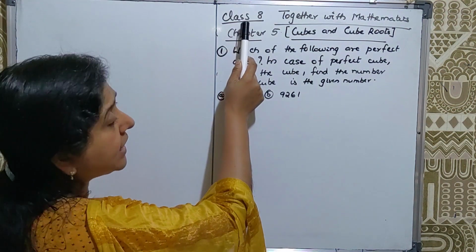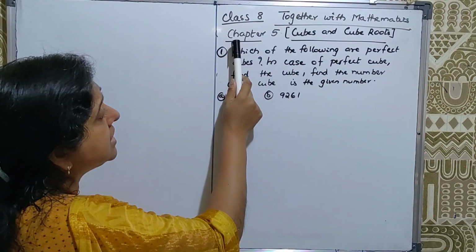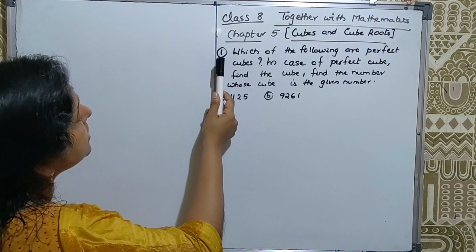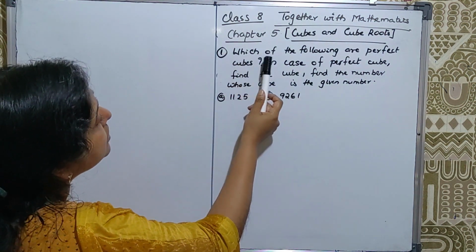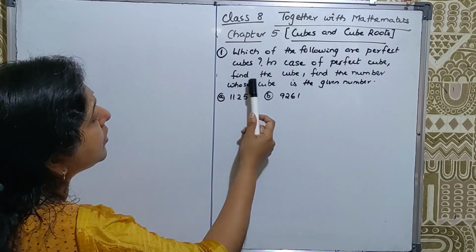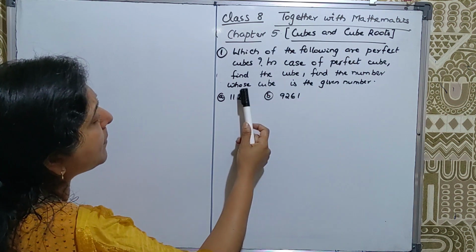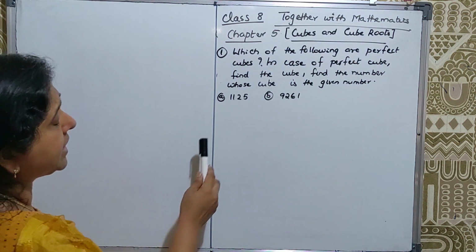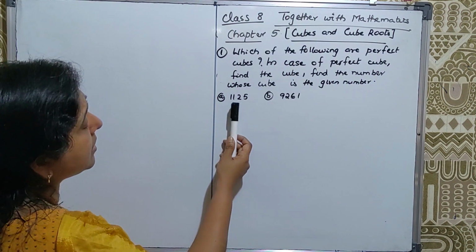Hello children, we are doing class 8 mathematics, chapter 5, cubes and cube roots. First question: which of the following are perfect cubes? In case of a perfect cube, find the number whose cube is the given number. We are doing the revision for this chapter. So, question A.